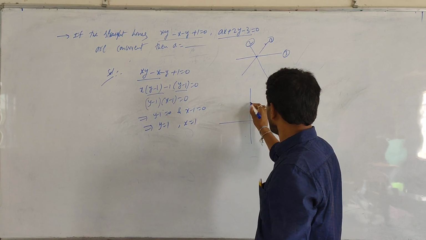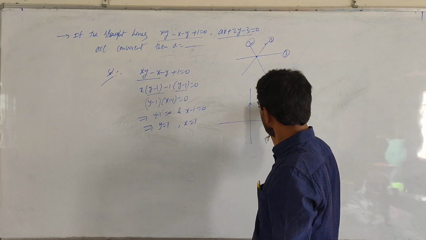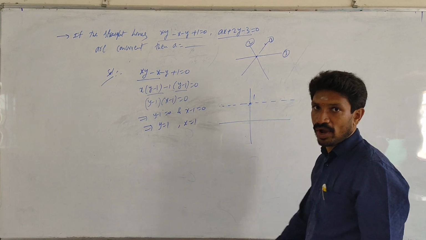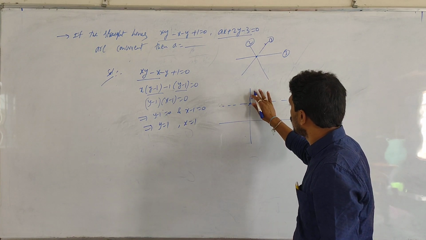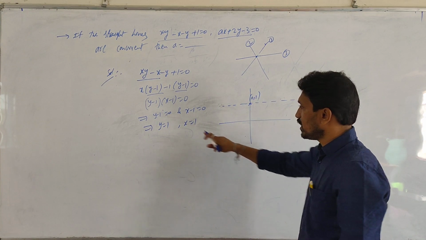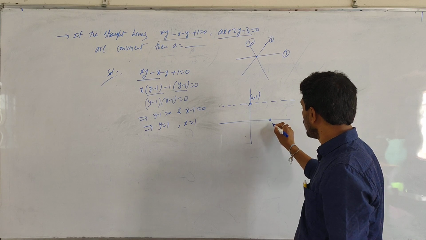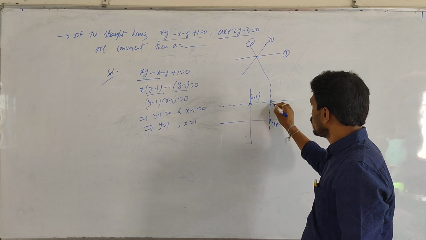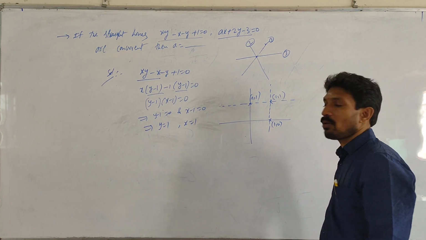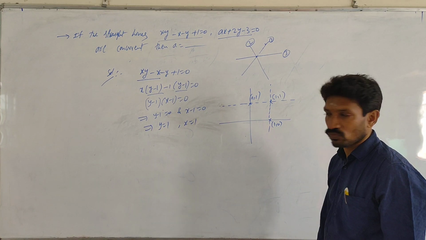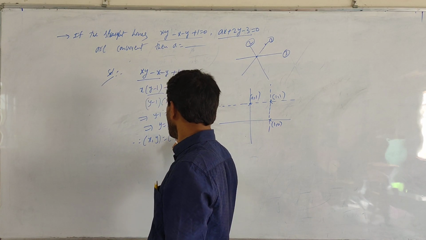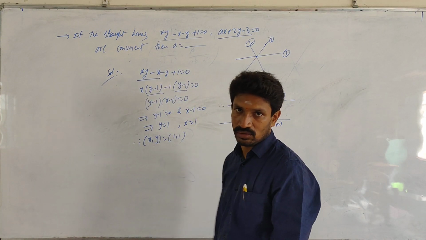So y is equal to 1. If you take y here, this is the line passing through the point 0, 1. And x is equal to 1 will be, if you take this is 1, 0, this is the point. So this point of intersection is nothing but 1, 1 only. So what is the point of intersection? Therefore x, y is equal to 1, 1.